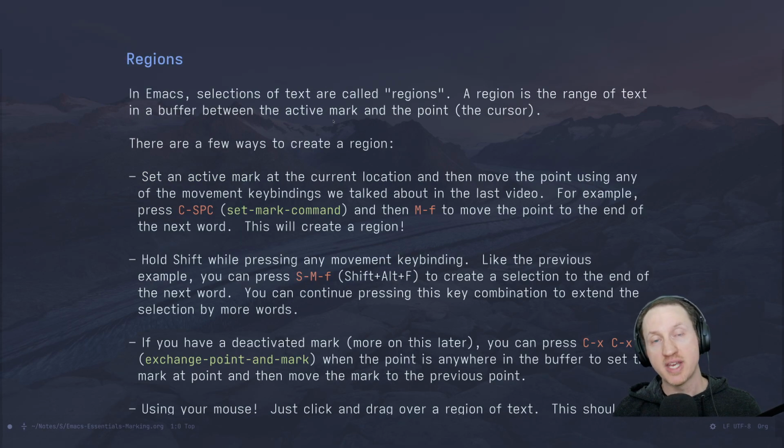So now that you've set a mark, the next thing you need to know is how to create a region. And in Emacs, selections of text are called regions. A region is the range of text in a buffer between the active mark and the point. So wherever the cursor is and wherever you place the mark is what they consider the region. And there are a few different ways that you can create a region. First of all, you can set an active mark at whatever location the point is at, and then you can move the cursor using the normal movement commands that we learned about in the last episode, and that will start to build that region interactively.